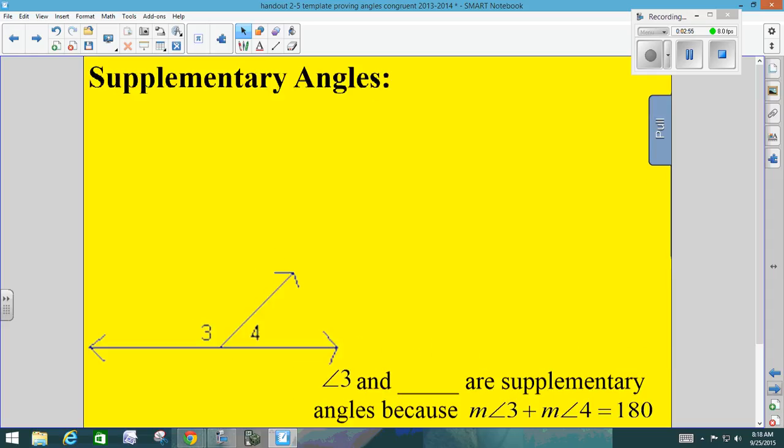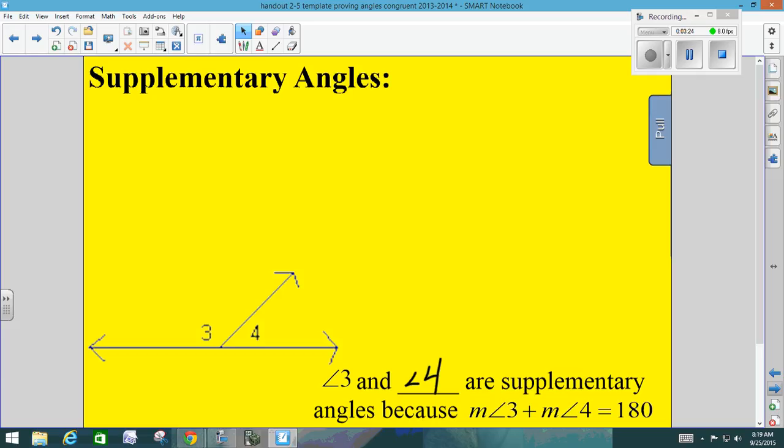Okay. How about supplementary angles? Yep, how many of them? 2. Supplementary. 2 angles that add up to 180. A pair of angles that add up to 180. How do we know by looking at that picture that 3 and 4 have to be supplementary? Because they make a straight line, and we know that straight lines are 180 degrees.